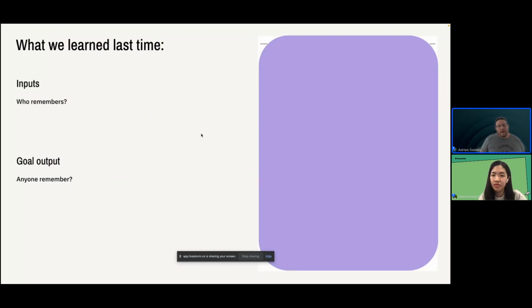But let's go ahead and see, what did we learn last time? I just covered a lot of this as well, and I've covered this up here. But who remembers what are some of the inputs and the goal outputs that we're trying to get from this? Does anybody want to pop into the chat with some things that they remember from last time? I'll give 30 seconds or so for that.